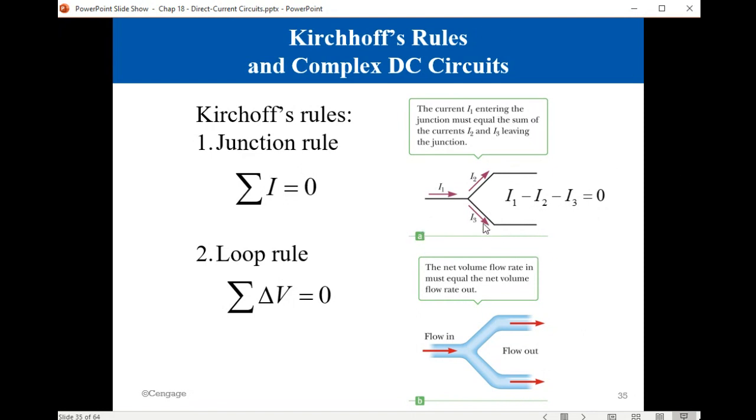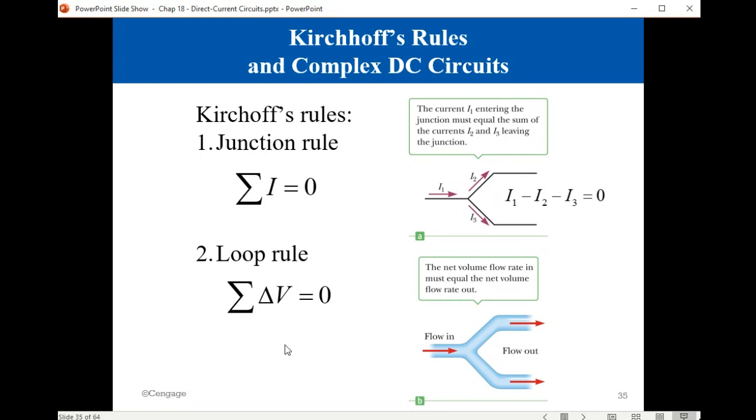It is, in a way, a statement of the conservation of charge. Charge cannot be created from nothing. Whatever charges come into this junction, they should leave that junction. The junction cannot store the charges, cannot generate charges of its own.